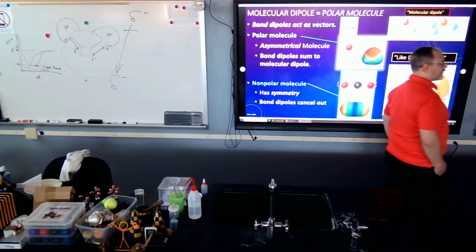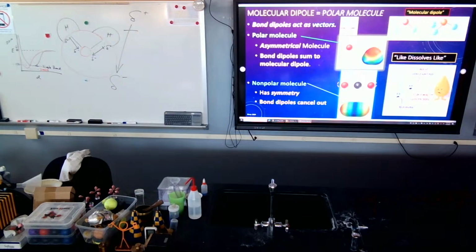All right, last thing. Like dissolves like. What it means is polar molecules behave well with other polar molecules. Non-polar molecules behave well with non-polar molecules. But non-polar molecules do not behave well with polar molecules.